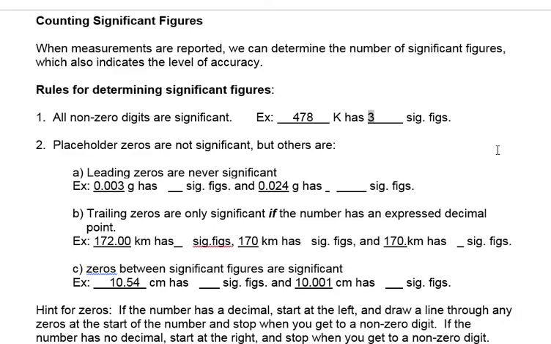The placeholder zeros are not significant, but others are. It's broken into 3 sub-rules. Leading zeros are never significant. They're just there to hold things in the right place. Trailing zeros are only significant if the number has an expressed decimal point. And the third one, zeros between significant figures are significant.